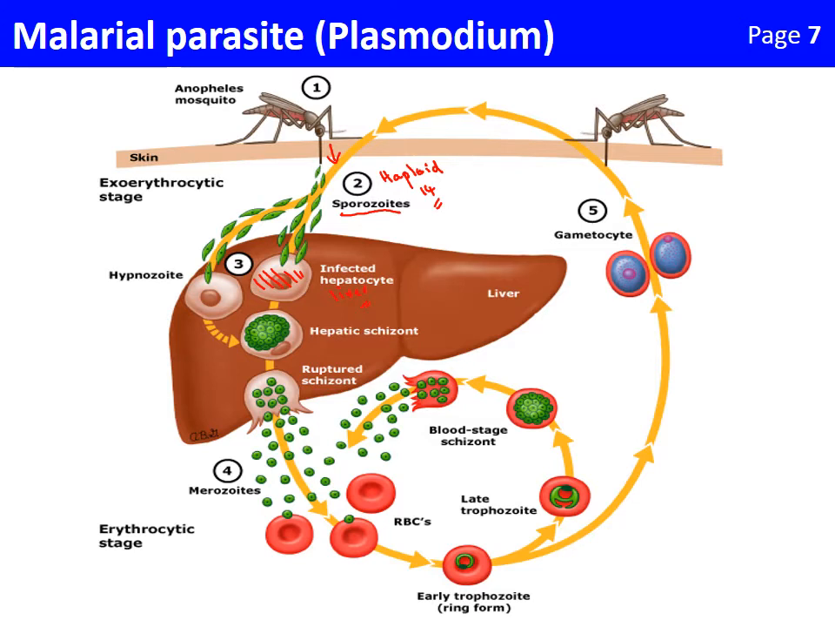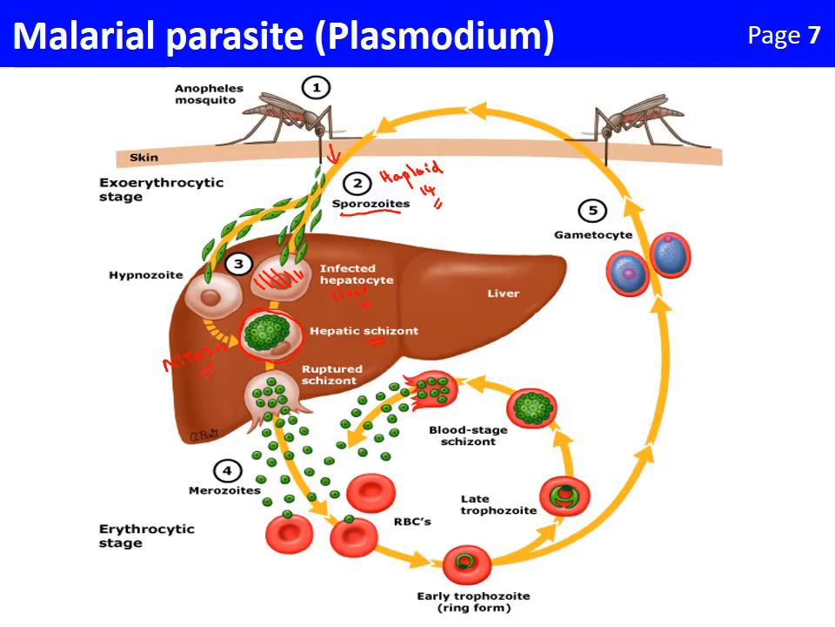Now, inside the liver cell, these sporozoites divide by mitosis. So genetically identical cells are being made, all haploid, so all with 14 chromosomes inside their nucleus. And this structure is called a hepatic schizont. Now, you don't need to know these names necessarily for the exam, but you do need to know that haploid sporozoites will first infect liver cells, and then they divide by mitosis inside them.